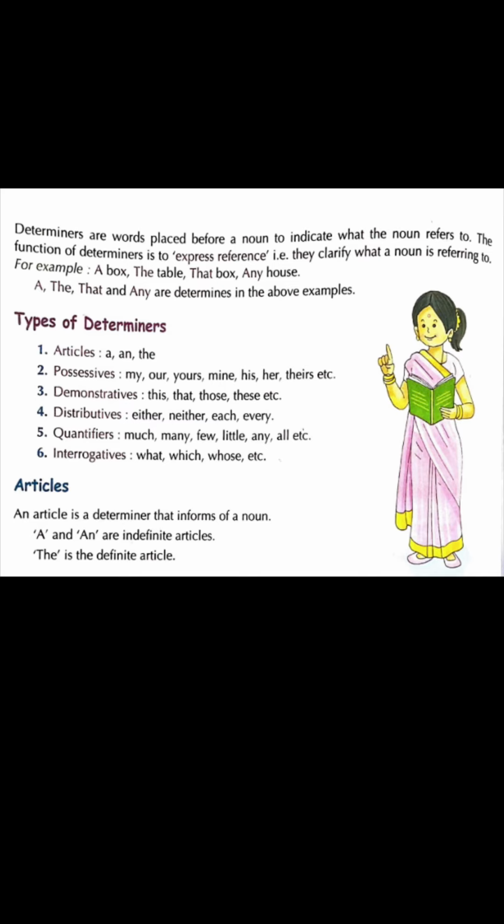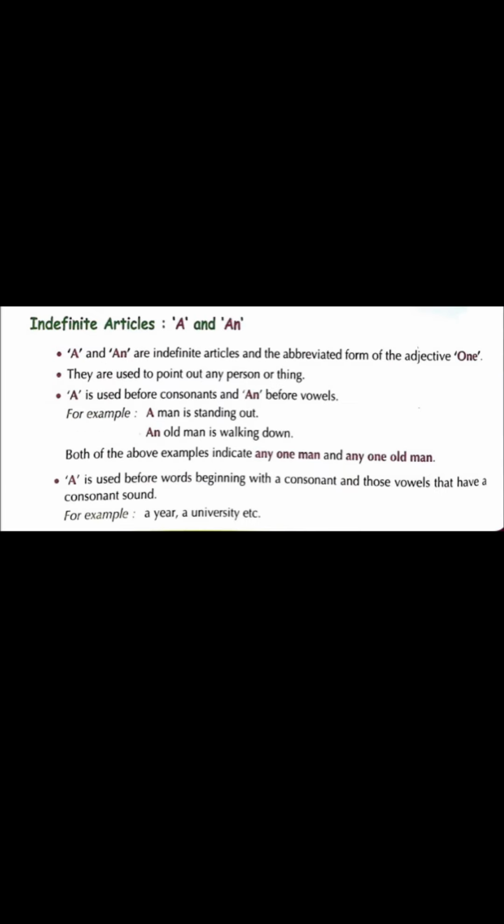So let's understand a little about articles. An article is a determiner that informs of a noun, like a and an. They are indefinite articles. The is a definite article. Now, children, when we talk of an indefinite article, we have to understand that these are the abbreviated form of the adjective one. Okay, so if you say one boy, you can even say a boy, an apple, or one apple. Okay, so this is how the indefinite articles work.